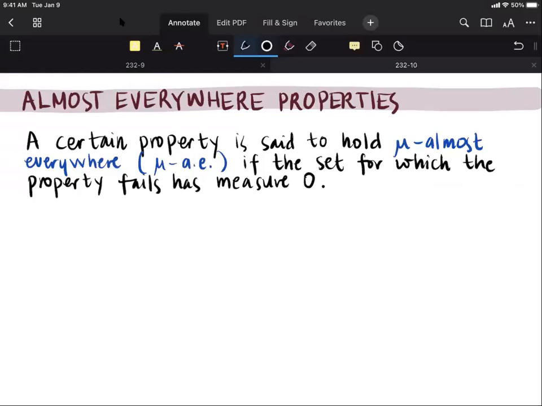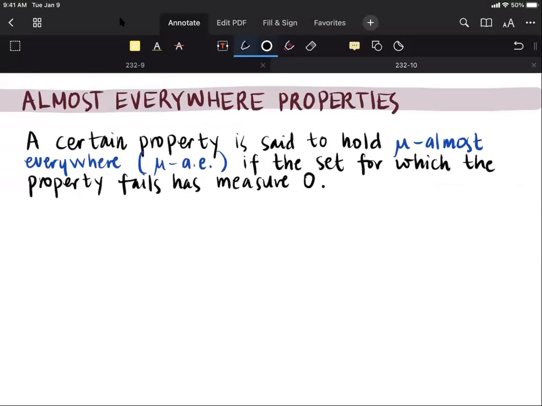So for this part, we will show that modifying a function on a set of measure 0 does not affect the value of the Lebesgue integral. But before that, we define what we mean by the phrase almost everywhere. A certain property is said to hold almost everywhere with respect to a certain measure mu, abbreviated mu-a.e., if the set for which the property fails has measure 0.